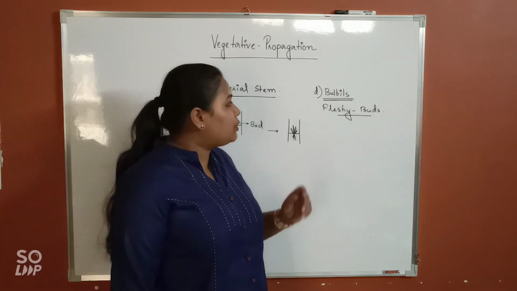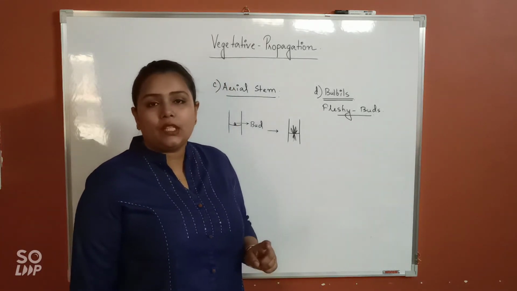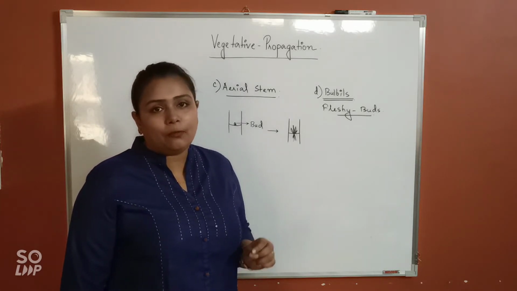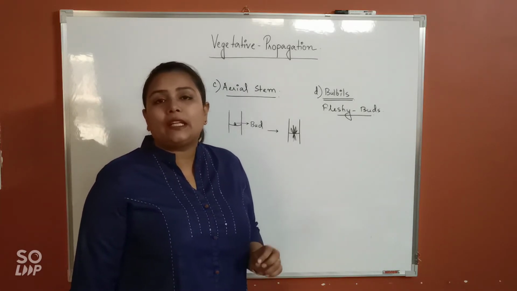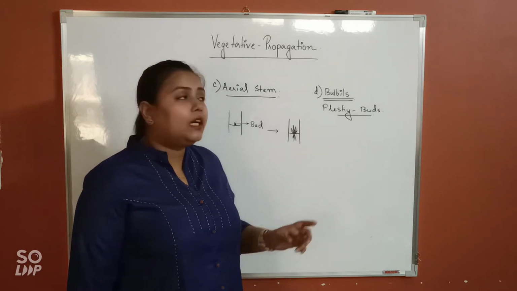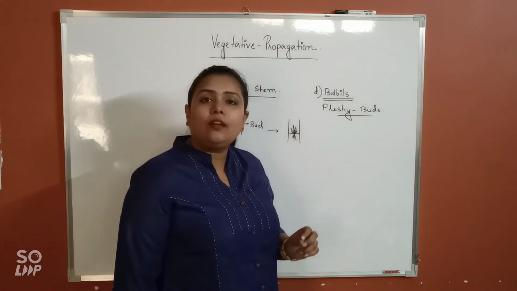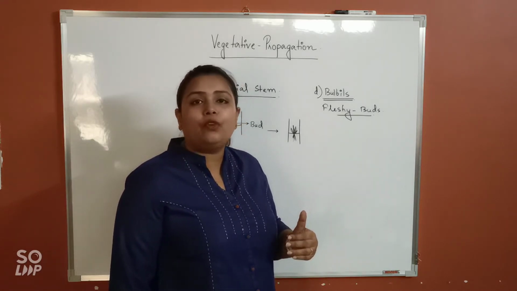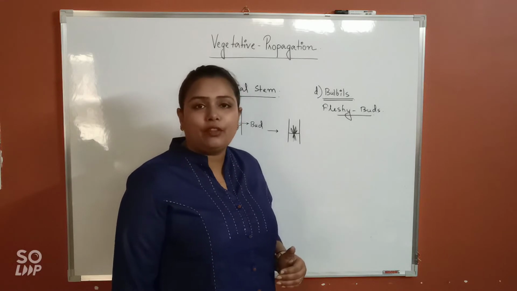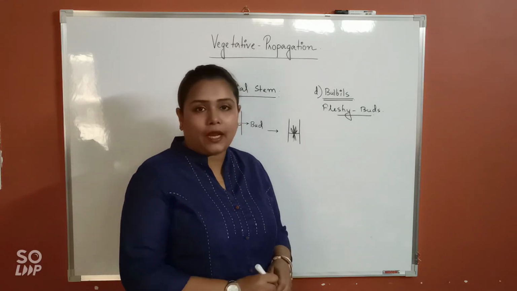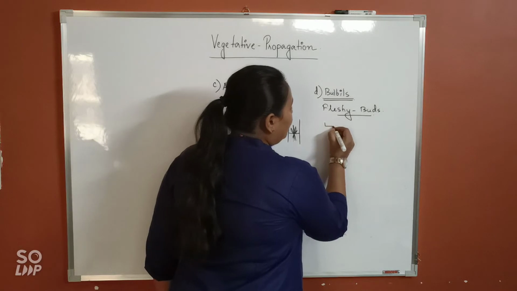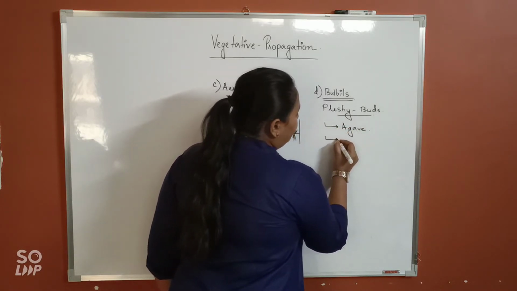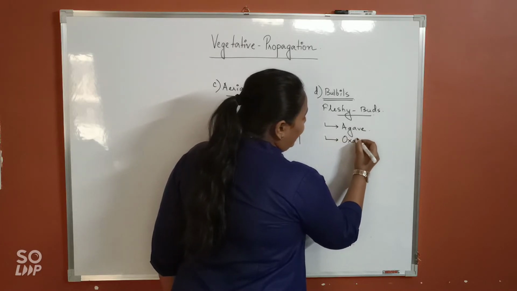Like mostly these bulbils are going to be present in the axil of the leaf. But the most common example for bulbil that we choose is agave. In agave, the bulbil is present in the floral axis, so it will behave as a floral bud. So when this floral bud falls off and comes in contact with the soil, it will give rise to a new plant. Example, of course, I have told you one, that is agave. Other examples can be oxalis.